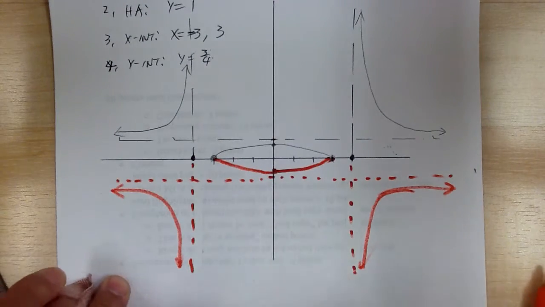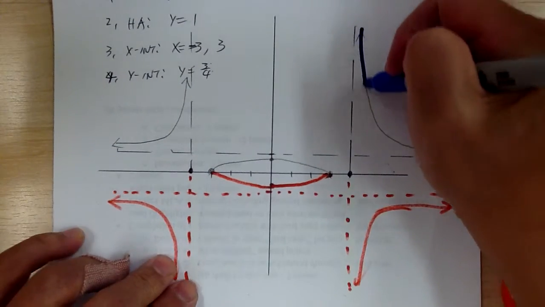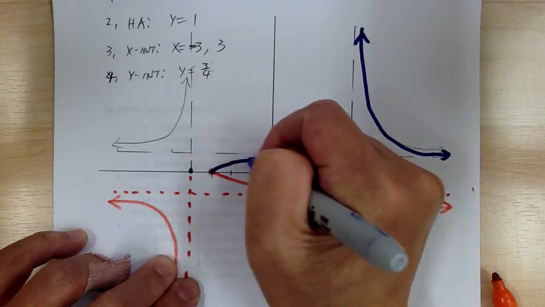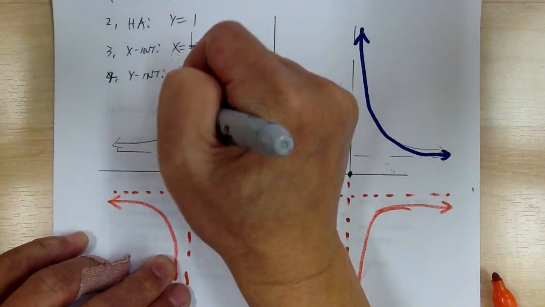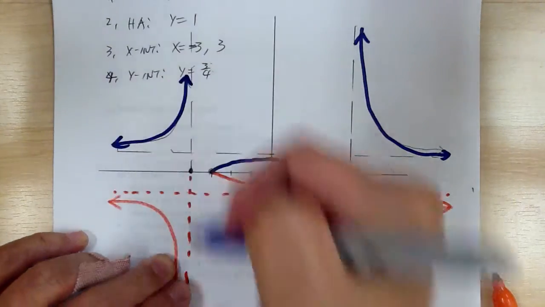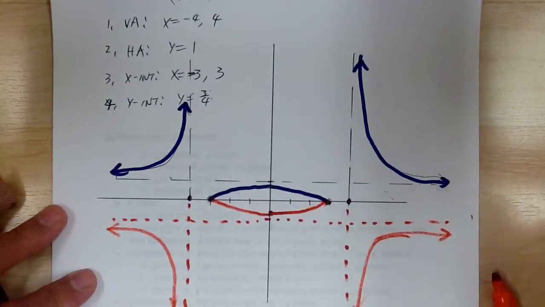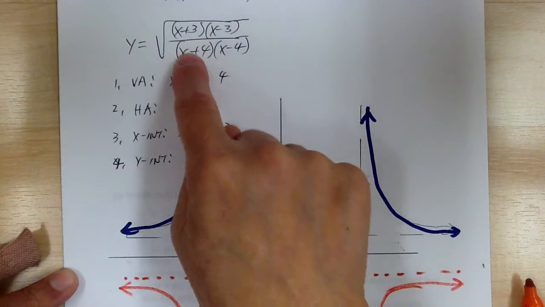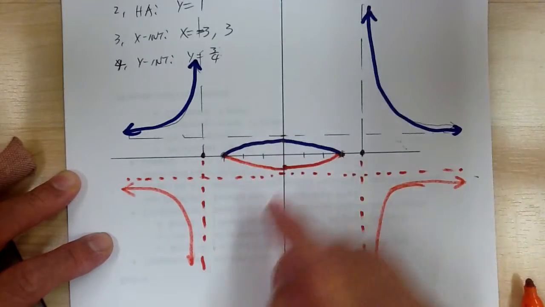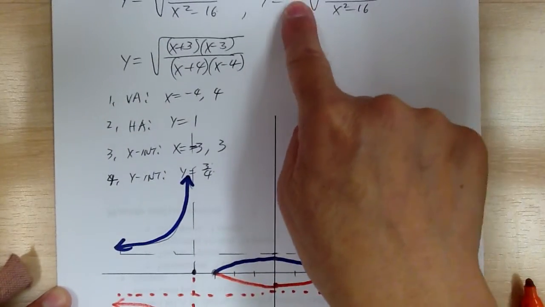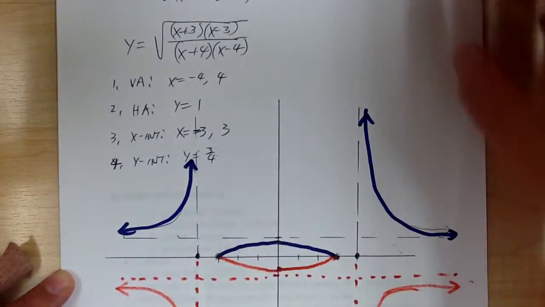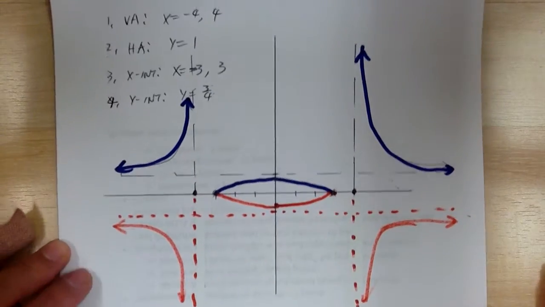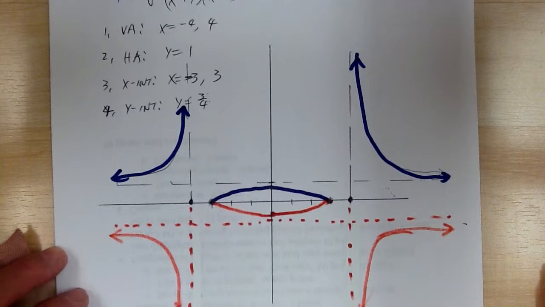So I'm going to darken the top part with the blue. The blue part is your positive square root, and the orange part is the reflection, the negative square root part. And so that would be the graph for this part over here.